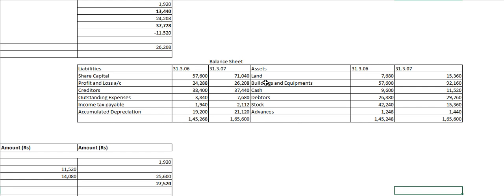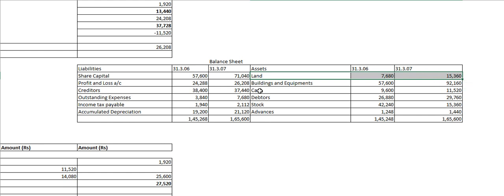Moving on to your asset side, you have your land given. Land has increased, which means some purchases have happened. So purchase of land will be minused because it is an outflow of cash. Buildings and equipments, from last year to current year, has increased. So again, it's purchases of buildings and equipment, so you will add it. Cash is your opening and the closing balance of cash, which you will put at the end of the cash flow statement.